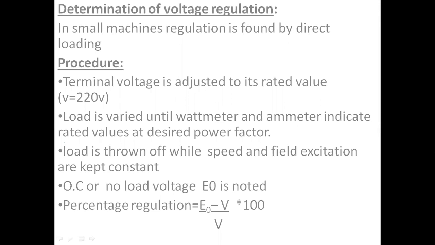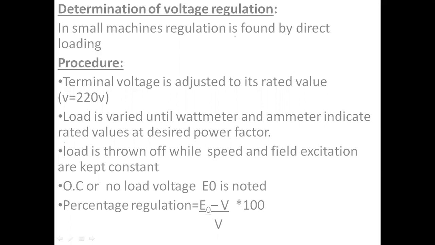So now after the load is varied and we get the desired values, the entire load is thrown off, and speed and field excitation are kept constant.